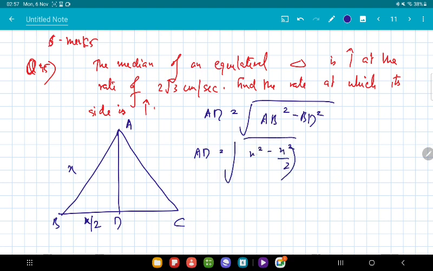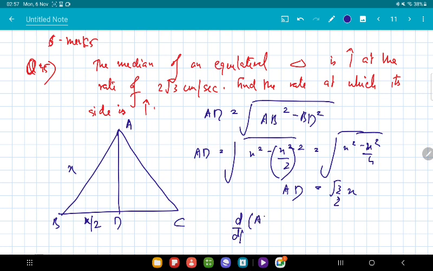So what I will get over here is x squared by 4, and AD equals root 3 by 2 x. Once I differentiate this AD, I will get root 3 by 2 dx by dt. The question was saying the median of an equilateral triangle is increasing at the rate of 2 root 3 centimeter per second. That's why I have differentiated.